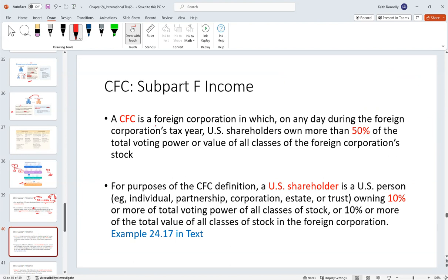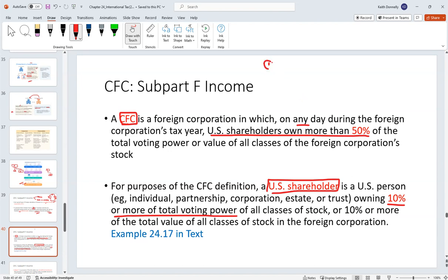Okay, so we're talking about a CFC because these rules, Subpart F and GILTI, are generally going to apply to CFCs. What is a CFC? It's a foreign corporation in which, on any day during the tax year, U.S. shareholders own more than 50% of that corporation. What is a U.S. shareholder? Well, a U.S. shareholder is somebody who owns 10% or more of that foreign corporation. It could be an individual, partnership, corporation, estate, or trust.